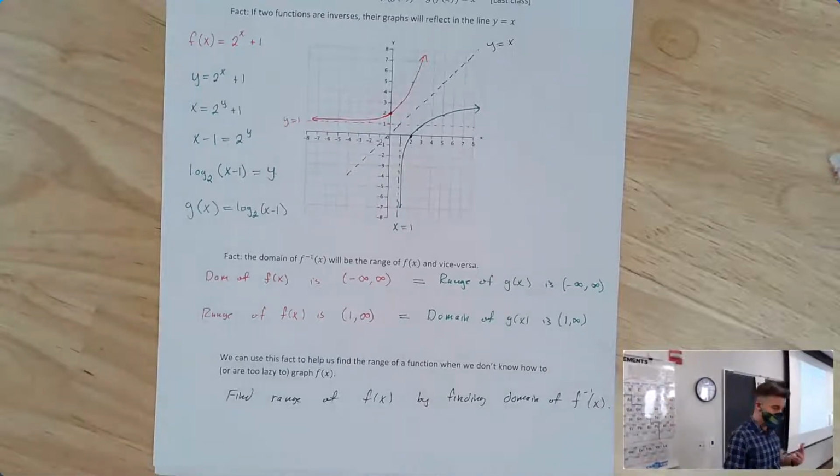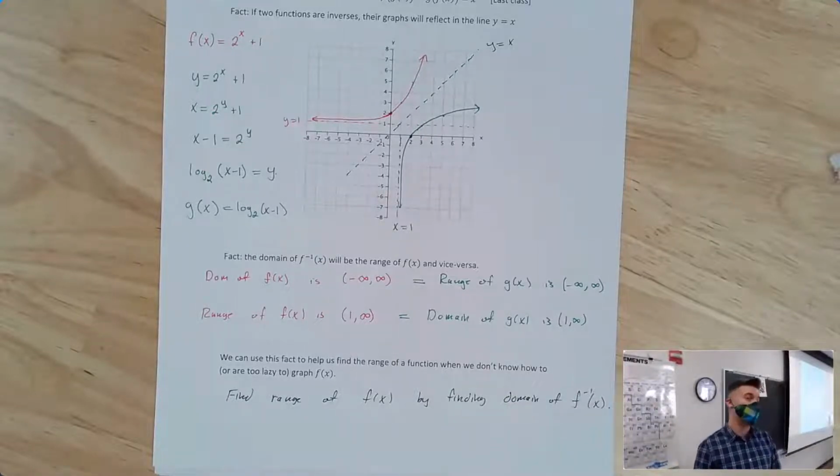So the takeaway here is that we're going to be finding the range of a function instead of graphically, although we can still use graphical methods if they make sense to. We're going to find the range of functions by finding the domain of the inverse function.